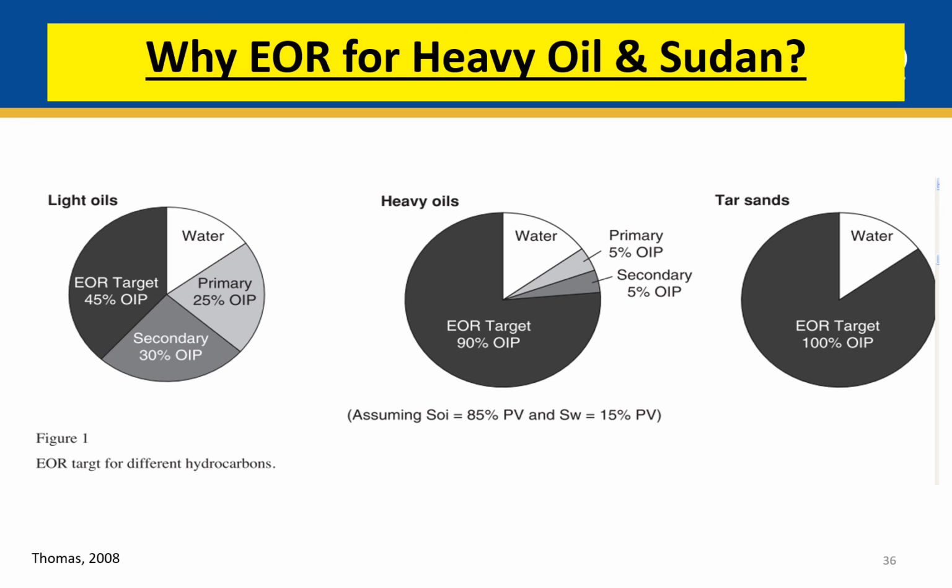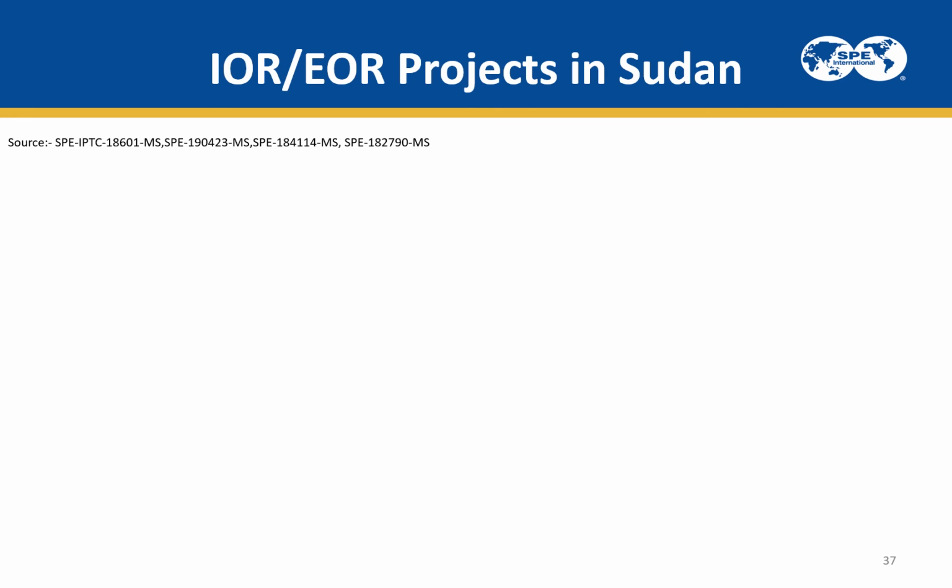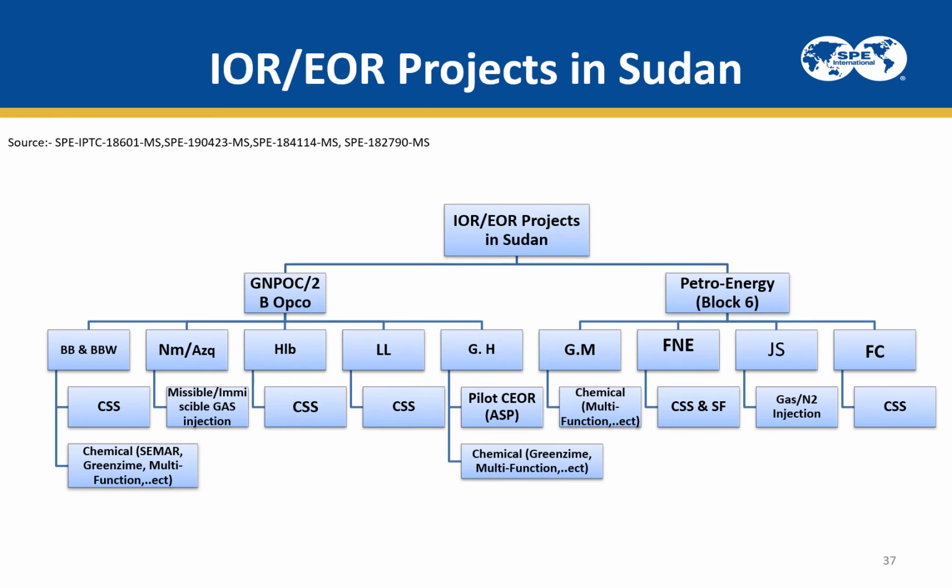As per the study by Thomas in 2008, if you have light oil, 25% can be produced by primary recovery, 30% can be produced by secondary recovery, and still 45% is the EOR target. It will not be produced unless we use EOR. When we have heavy oil, 90% of your oil will be targeted by EOR. By primary and secondary recovery, you can only produce on average 10%. And when we have tar sand, like in Canada, we cannot produce anything unless we use EOR. EOR is very important for Sudan because most of the Sudanese oil fields are heavy oils.